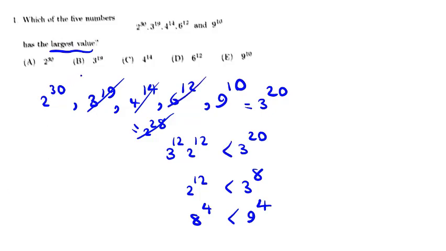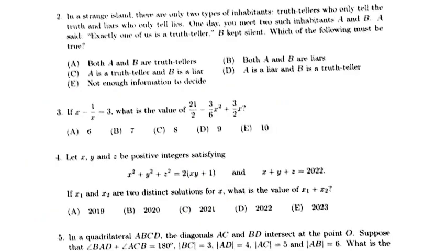Now let's check 2^30 and 3^20. If we want to check these two numbers, again we want to reach the same power. It will be 2 cubed to the power of 10, which is 8 to the power of 10, and 3 squared to the power of 10. It is greater, so you can cancel this. So the answer is 3 to the power of 20, which is 9 to the power of 10. So the answer is E.